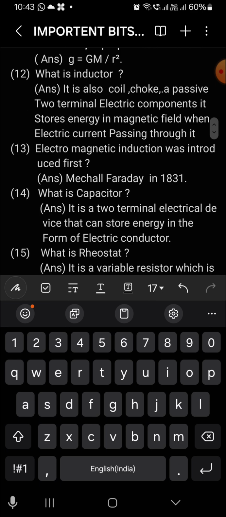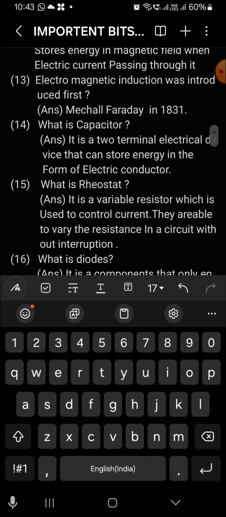Next question, what is an inductor? It is also called a coil or choke, a passive two-terminal electrical component that stores energy in a magnetic field when electric current is passing through it. When the current is passing through it, the energy is converted and stored in the magnetic field. That is called an inductor.